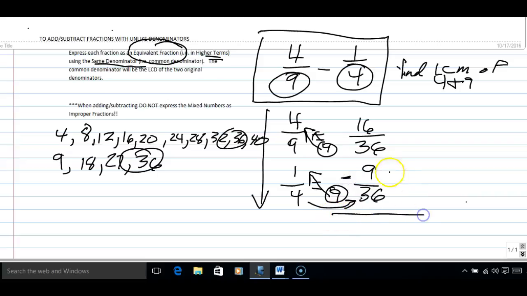Now I can subtract these two fractions because I have like denominators. So to subtract two fractions with the same denominator, you subtract the numerators. 16 minus 9 is 7. And keep the common denominator, which is 36.